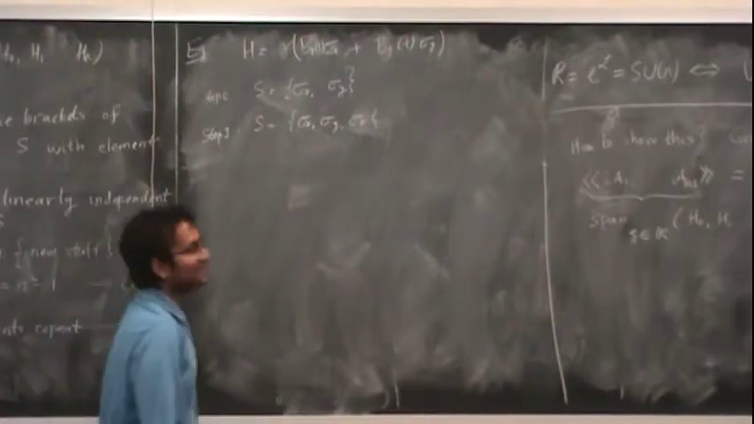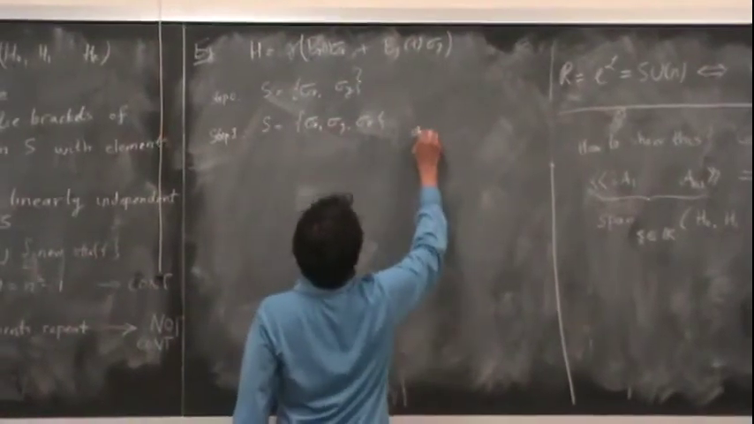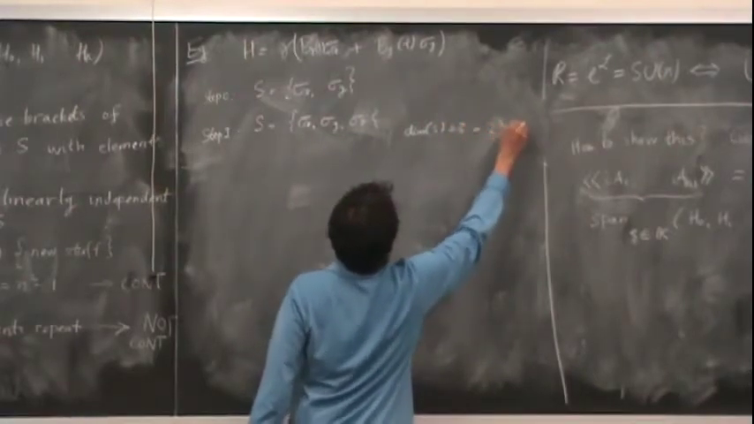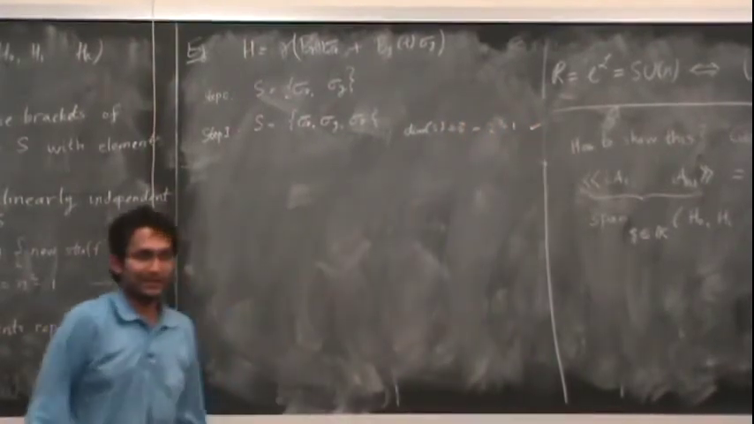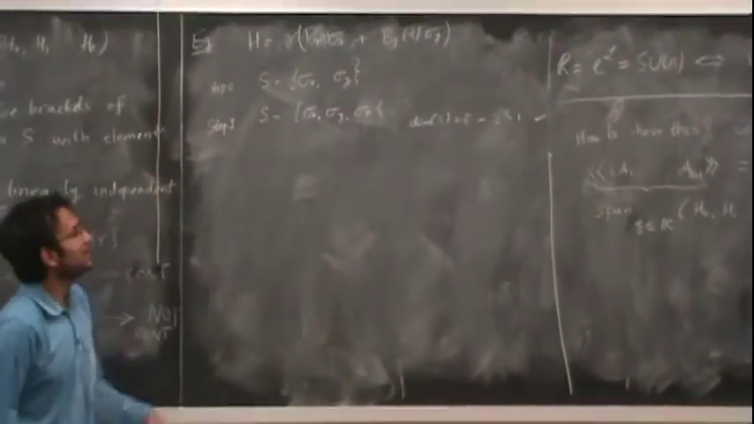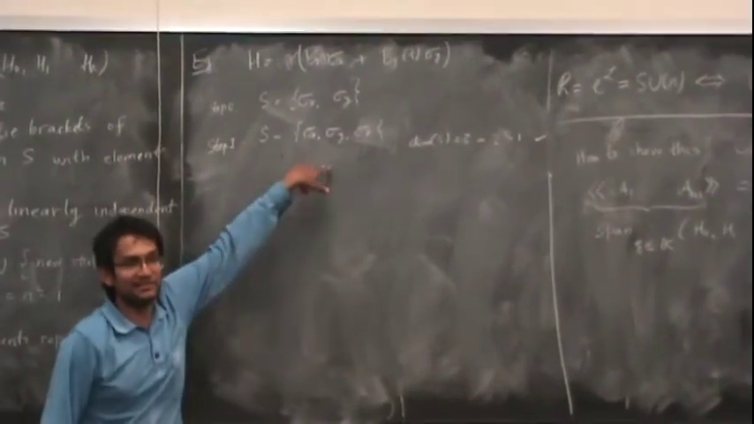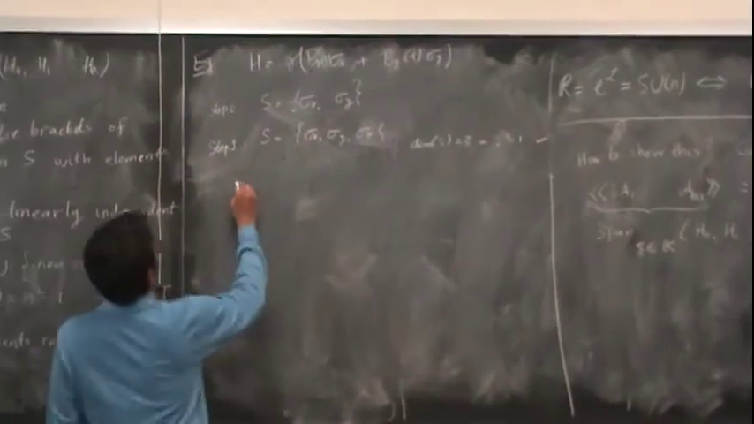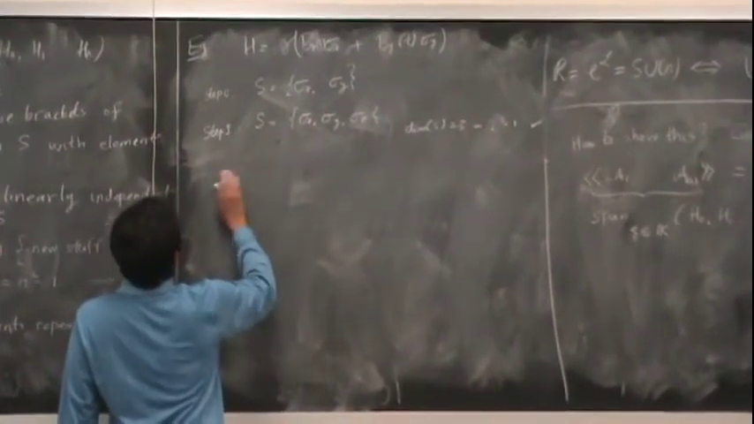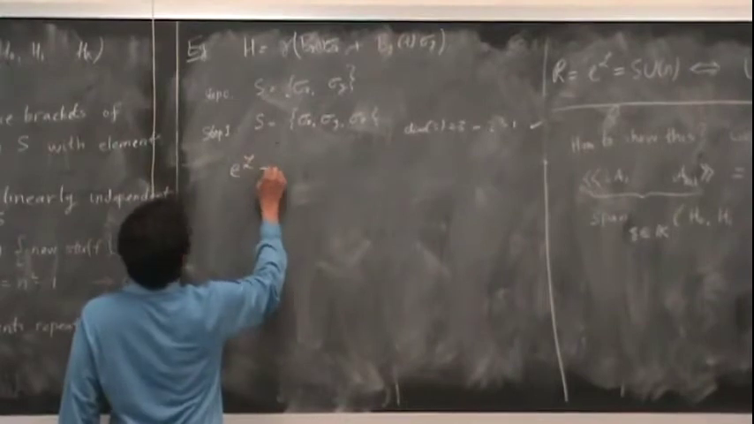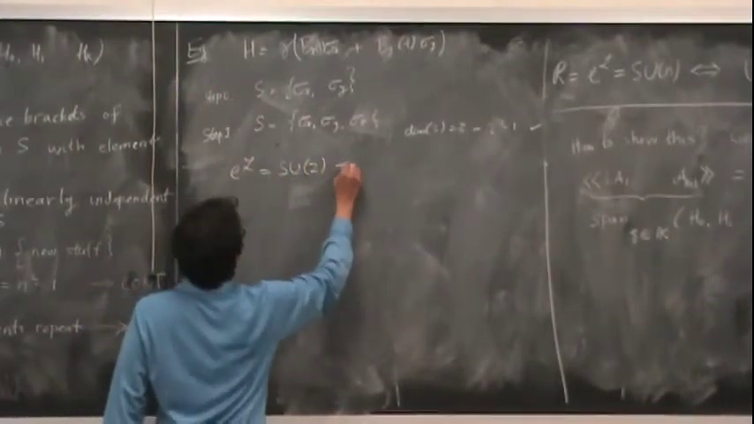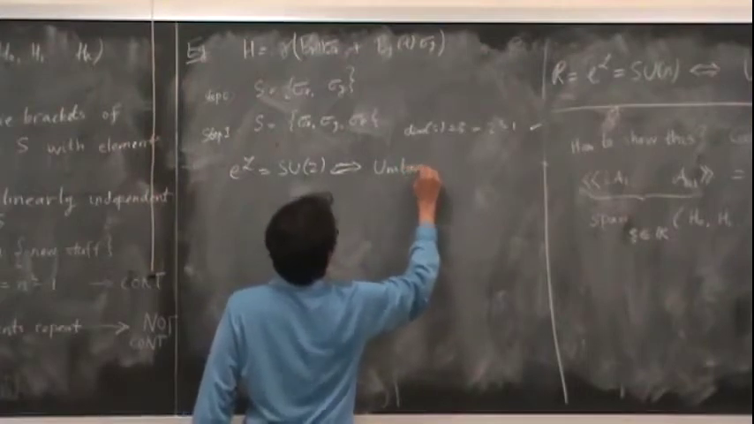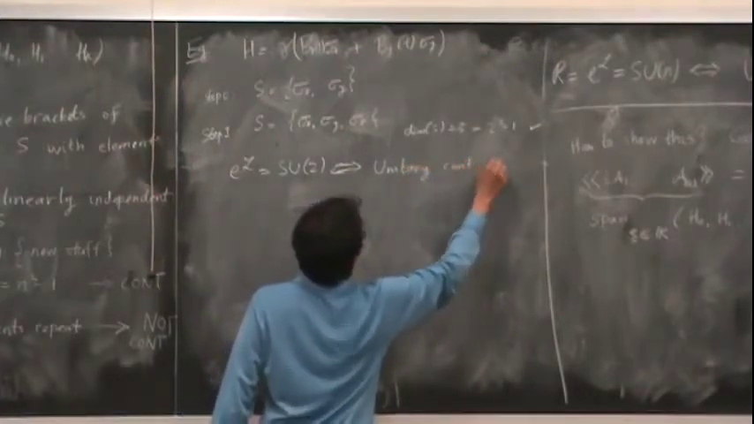And I see that the dimension of S is 3, which is 2 squared minus 1. So I'm controllable. Alternatively, if I were to go further, you would see that this algebra closes on itself. So in both cases, I'm done. So e to the L is SU2, and we are unitary controllable. Happy face.